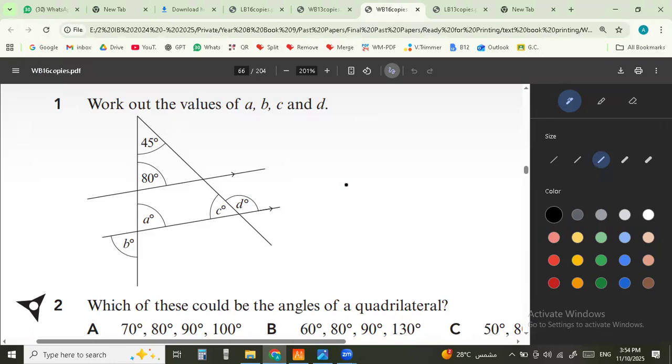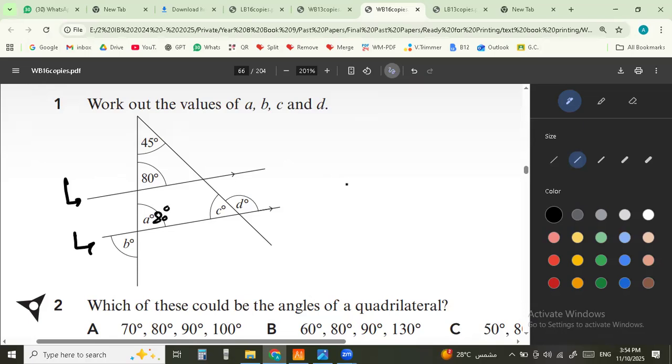Question one over here, work out the values of A, B, C, and D. All right. So if you notice over here, you're going to find that these two lines are parallel. So we're going to use the types of angles that we learned in this lesson, knowing that this angle here is 80. So A is also going to be 80 degrees.